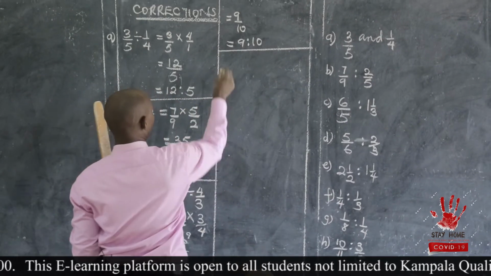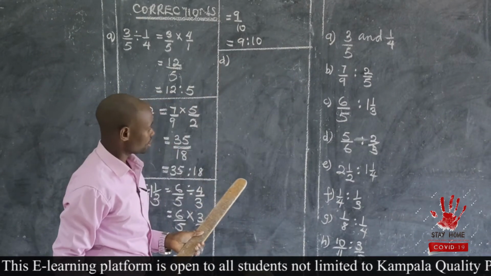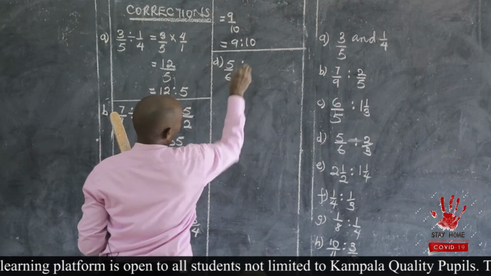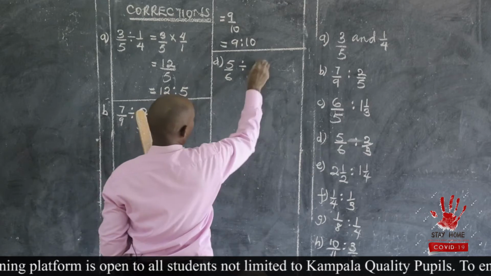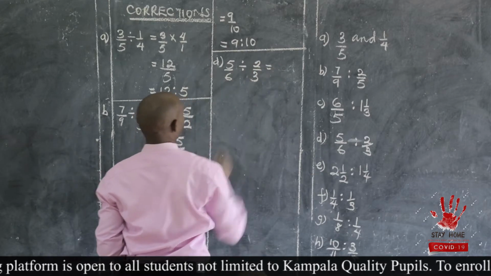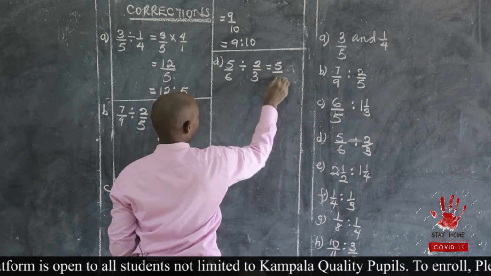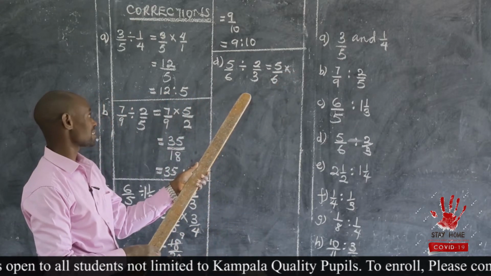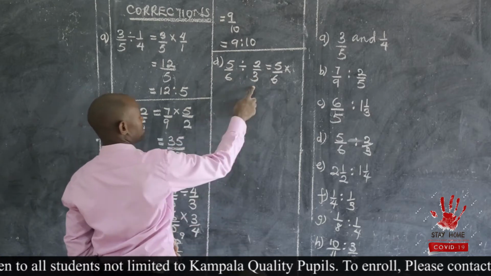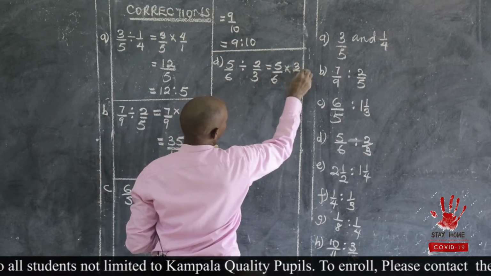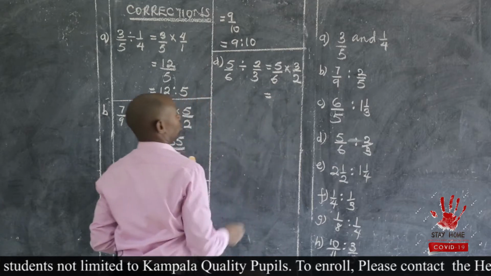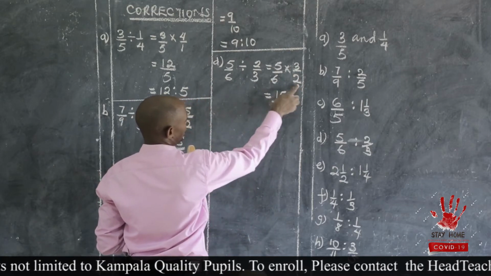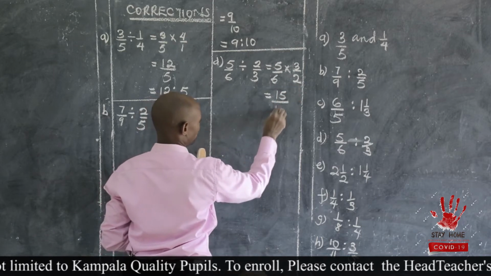Then we go to D. D says we are changing 5 out of 6, change this sign to division, 2 out of 3. So this one will give you 5 out of 6. Division will change into multiplication, and the next fraction becomes a reciprocal. So the reciprocal of 2/3 is 3/2. 5 times 3, we are getting 15. 6 times 2, we are getting 12.